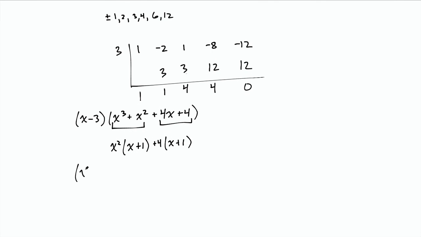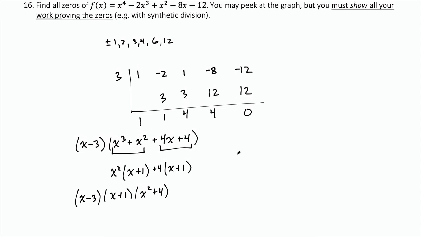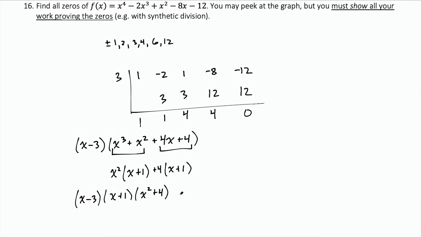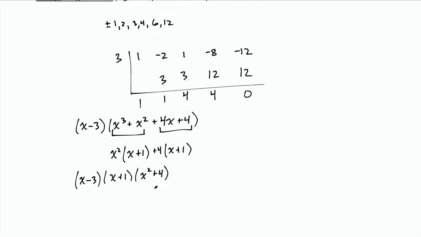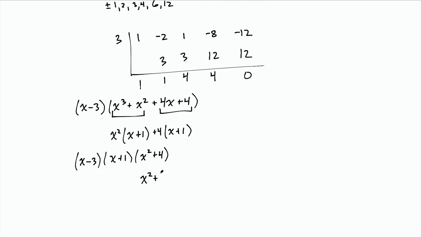So I've got x minus 3 times the x plus 1 will come out, and we're left with an x squared plus 4. Now we're finding all zeros here, so we found 3 and negative 1, and then x squared plus 4 we can find the zeros of by just setting that equal to 0. If we subtract 4 from both sides, and then take the square root, we get plus or minus the square root of negative 4, which is plus or minus 2i. So we get positive or negative 2i, the negative 1, and the positive 3. And those are all the zeros of our polynomial.